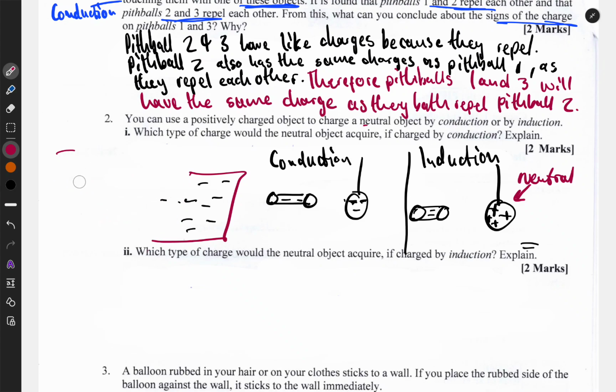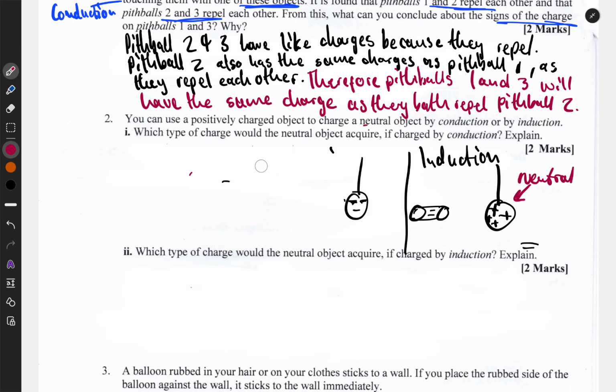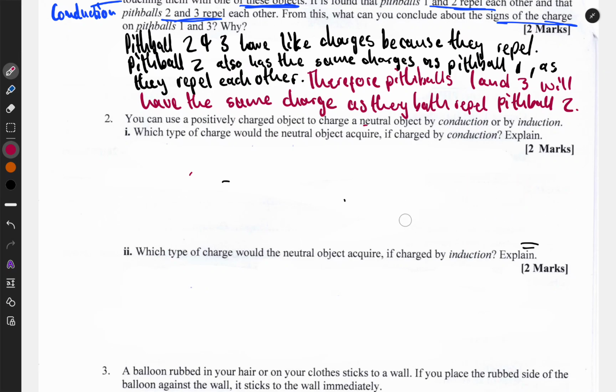Now let's answer the questions and let's see if we can answer them. I know you can. Only 2 marks. You're not going to lose marks to this. It says you can use a positively charged object to charge a neutral object by conduction. Yes, true. Or by induction. Yes, true. You can use a charged object to charge a neutral object. How? Either by conduction or by induction. One has to be charged, the other one neutral. So here one is charged because it's positively charged. The other one is neutral. So conduction and induction both work.